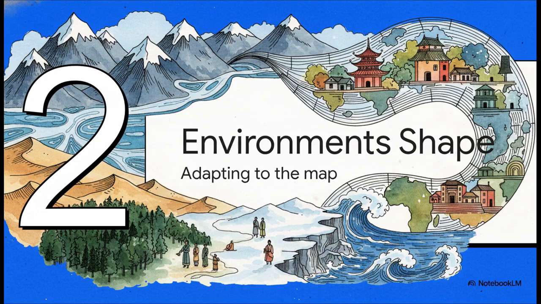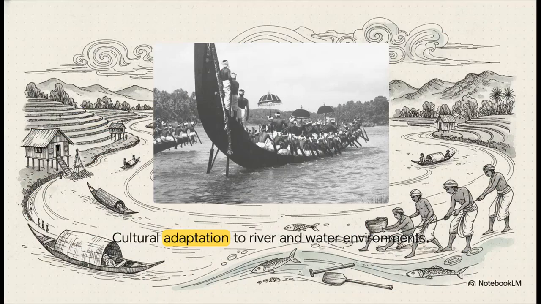Section 2. Environments shape diverse cultures, adapting to the map. Let's look at how the physical geography of the world literally forces us to draw very different cultural blueprints. Think about it. If you live in a river valley, your environment necessitates an entirely different way of life. It completely dictates your community cooperation, your modes of transport, and your core survival strategies. Your entire culture has to adapt to the waterfront.